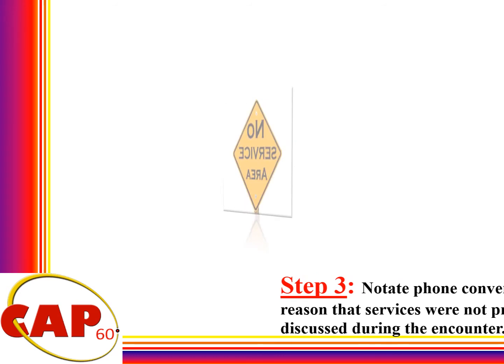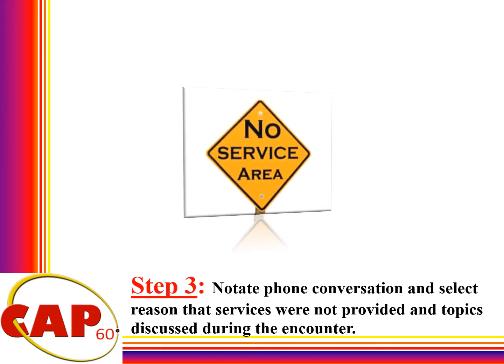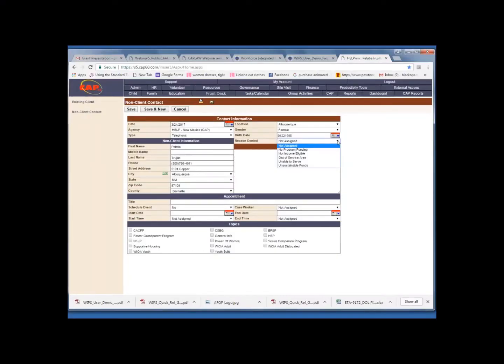Step 3 includes notating the encounter by adding notes and topics discussed, and also identifying why Help New Mexico was unable to provide services at this time. First, the Reason Denied field includes a drop-down with options to define the contact. Include your notes in the notation field and select the appropriate option. Remember that not assigned cannot be used for any fields in CAP60. This alters our reporting data and should be avoided at all times.